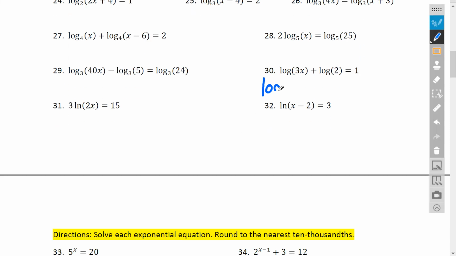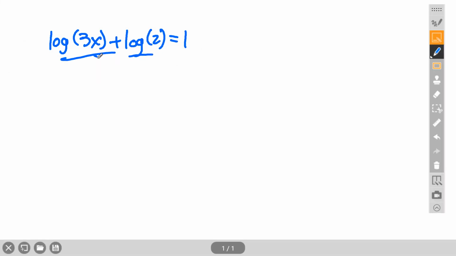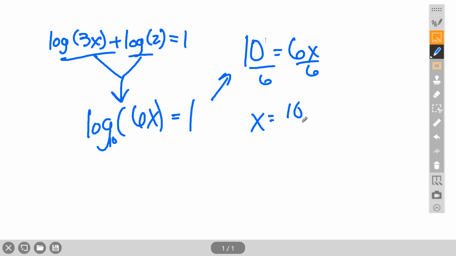Number 30, we have common log of 3x plus common log of 2 equals 1. Okay, so once again, we have to use our properties to combine these into a single log. So that gives us the common log of 6x is equal to 1. Now since there's log only on one side, we have to change the form. And remember, the base here is 10 because it's a common log. So 10 to the first power equals 6x. Okay, so 10 equals 6x. Divide by 6. X equals 10 over 6, which can be simplified to 5 over 3.